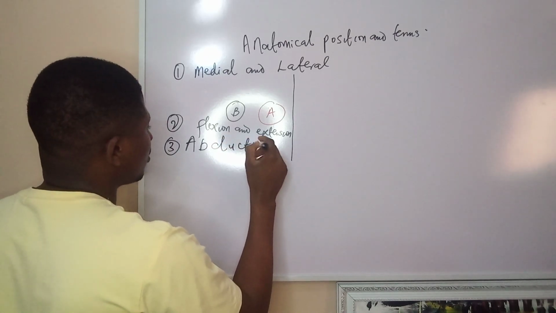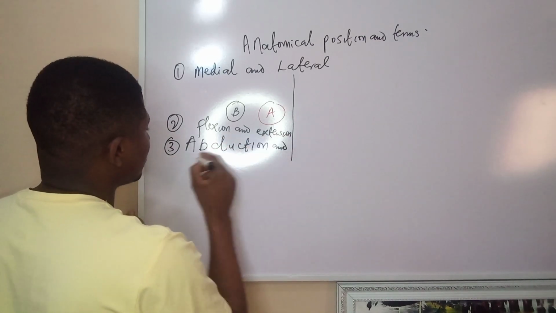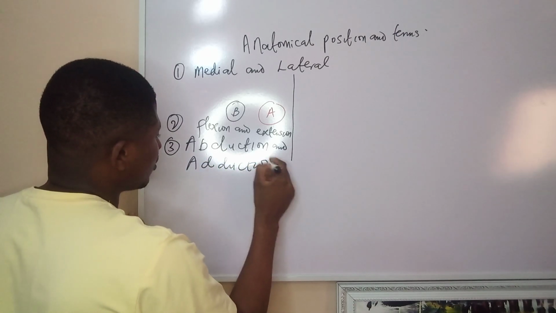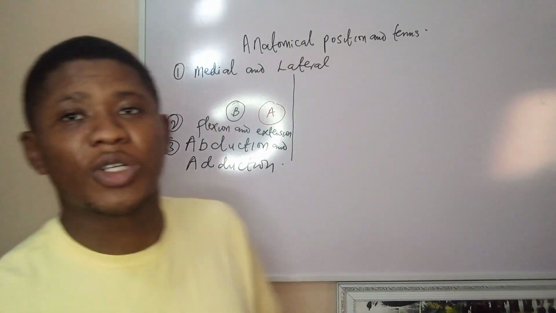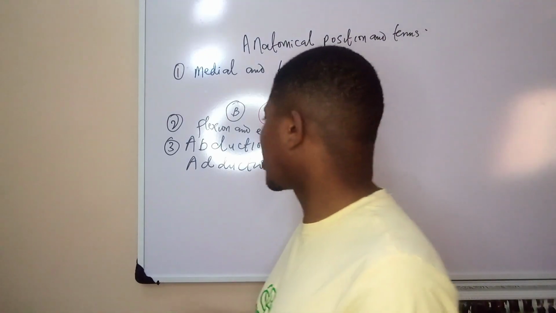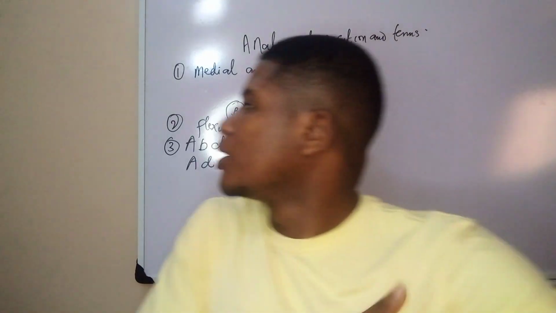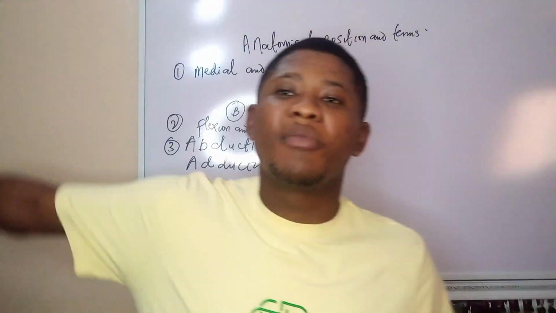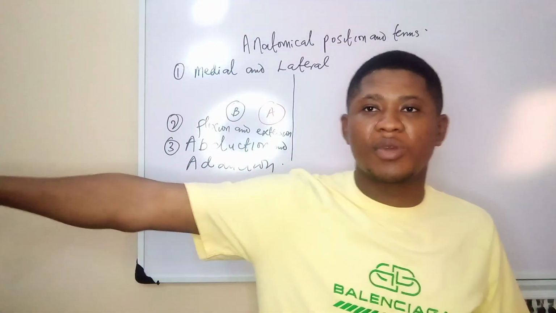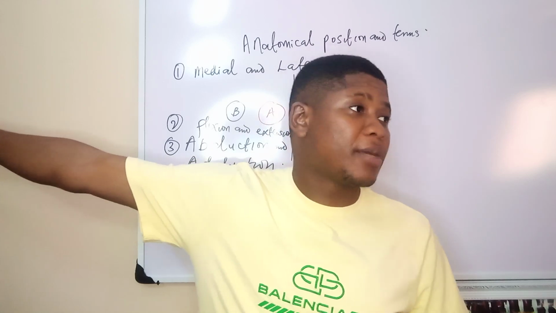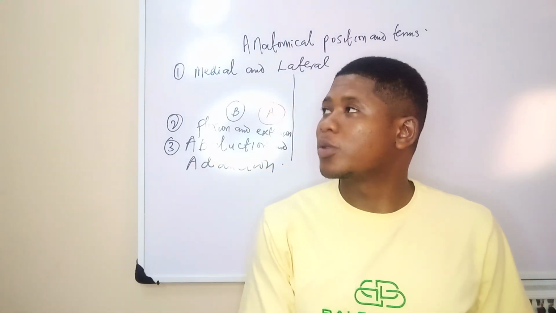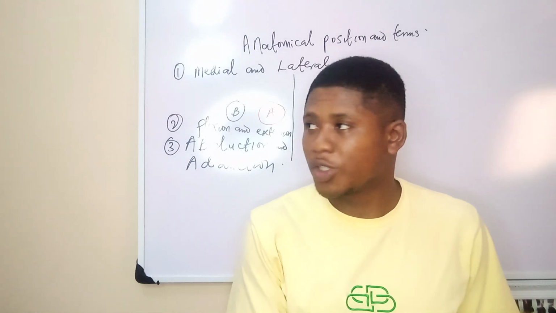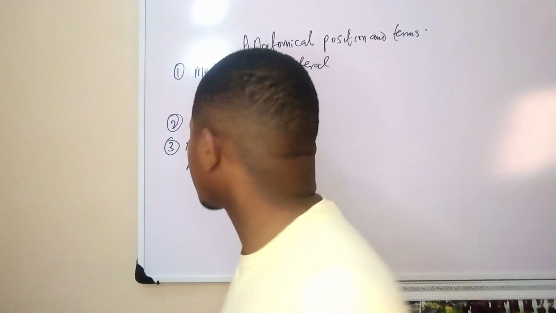Then the number 3 we are going to look at is abduction and adduction. So what is abduction and adduction? Moving away from the midline is abduction. Are you seeing me? Moving away from the midline is abduction, while coming closer to the midline is adduction. Do you understand? Okay.